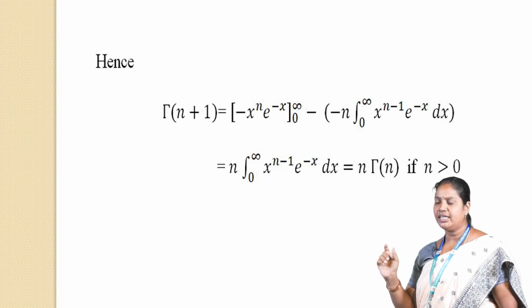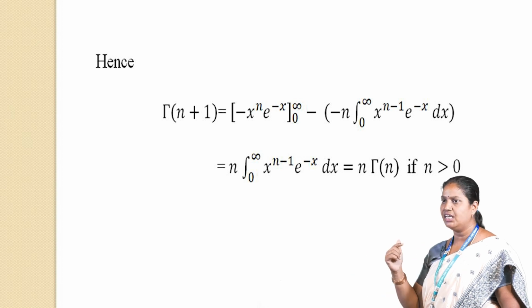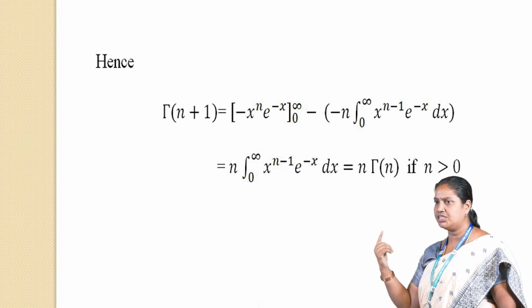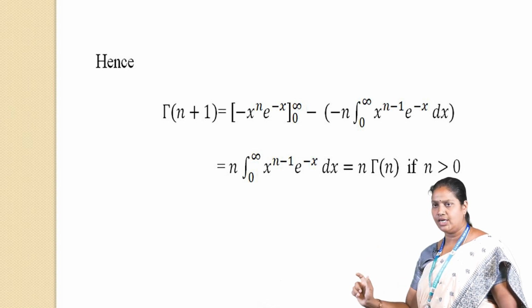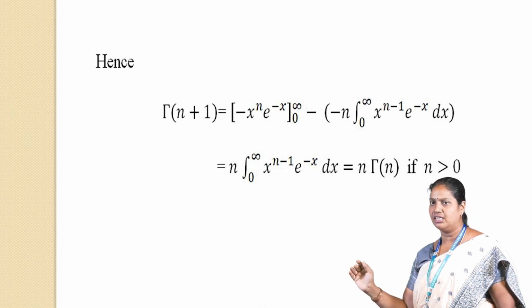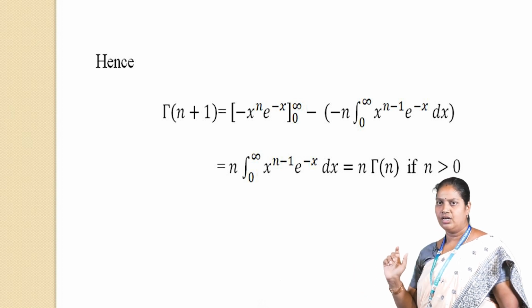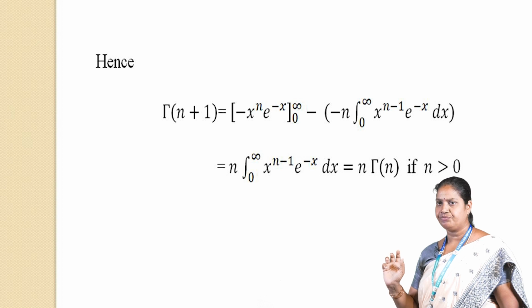So that is n times integral 0 to infinity x^n e^(-x) dx, which is nothing but n times gamma of n. So gamma of n plus 1 is equal to n times gamma of n. This is the recurrence formula for the gamma function.